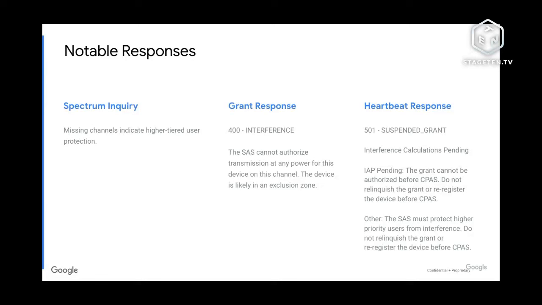And the last reason, other, is a grouping for all of the other reasons that a suspended grant might happen, which basically come down to the SAS being required by WinForum or FCC rules to protect higher priority users from interference that would be caused by this grant. It's a temporary suspension. It's not something that's meant to last forever. And similar to the IEP Pending Reason, it's probably best not to relinquish the grant or re-register the device before CPAS because the SAS may be able to remove this restriction after CPAS occurs.